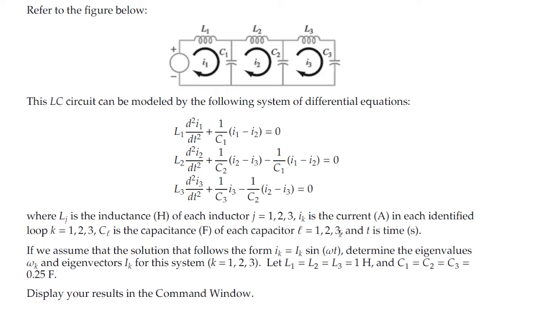So if we assume that the solution follows the form I sub k is equal to I sub k multiplied by sine omega t, determine the eigenvalues omega sub k and eigenvectors I sub k for this system that runs from 1 to 3, and let L1, L2, and L3 be equal to 1 H and C1, C2, C3 to 0.25 F. And we're going to display our results in the command window.